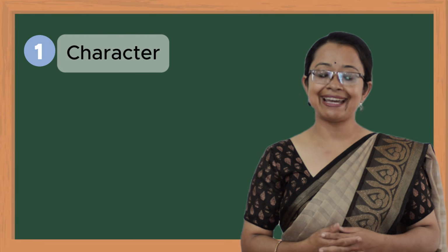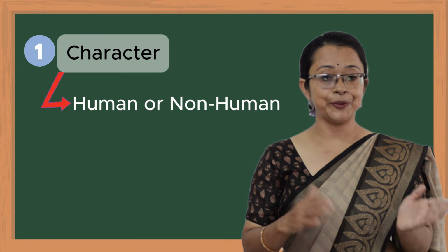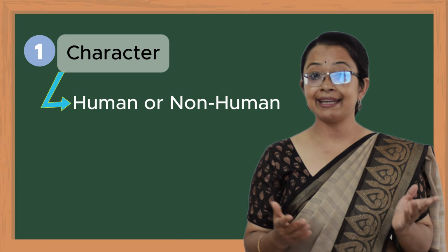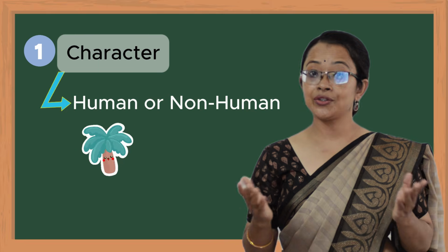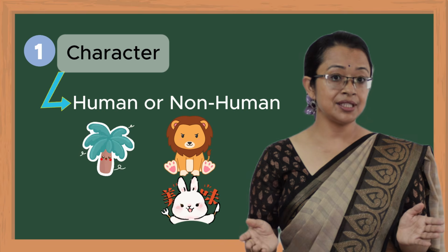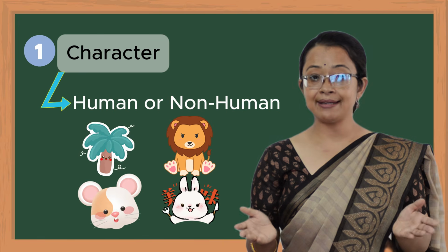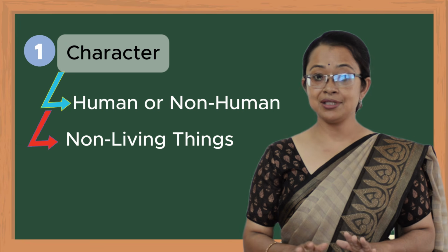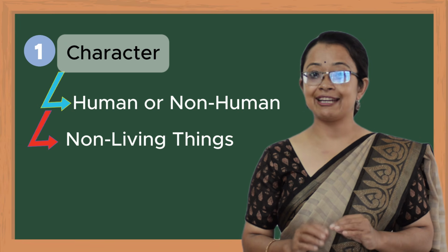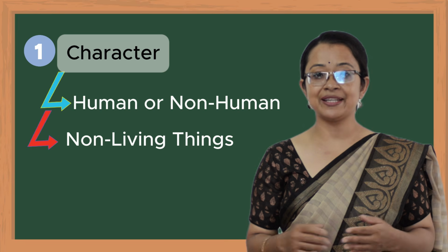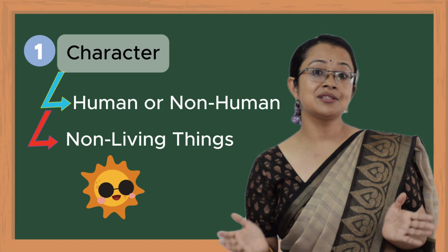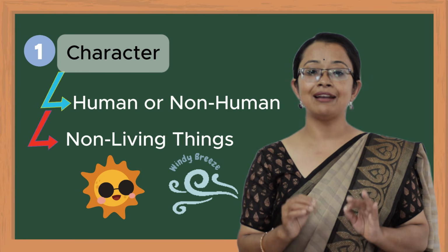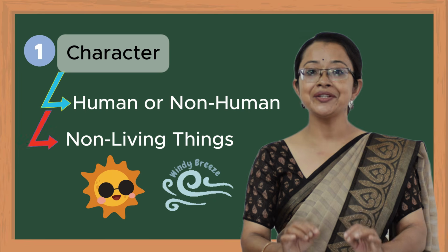The first one is character, and your character can be human and non human. You must have read many stories where the characters are trees, or the lion, or the rabbit, or some of the time the mice. And your character can be non living things as well. There are multiple stories where you have noticed the character is a tree and it is speaking. And some of the time the sun is speaking, the wind is speaking, or anything. You can give life to anything in your story.